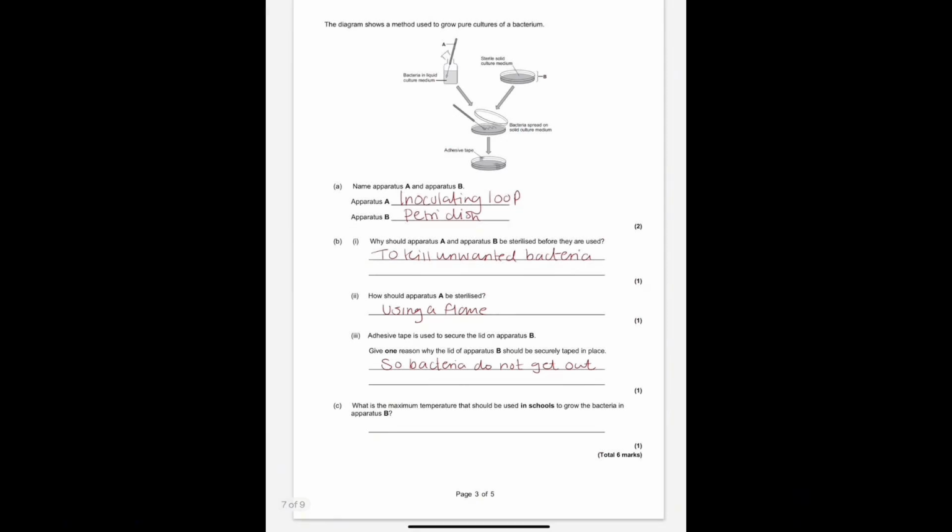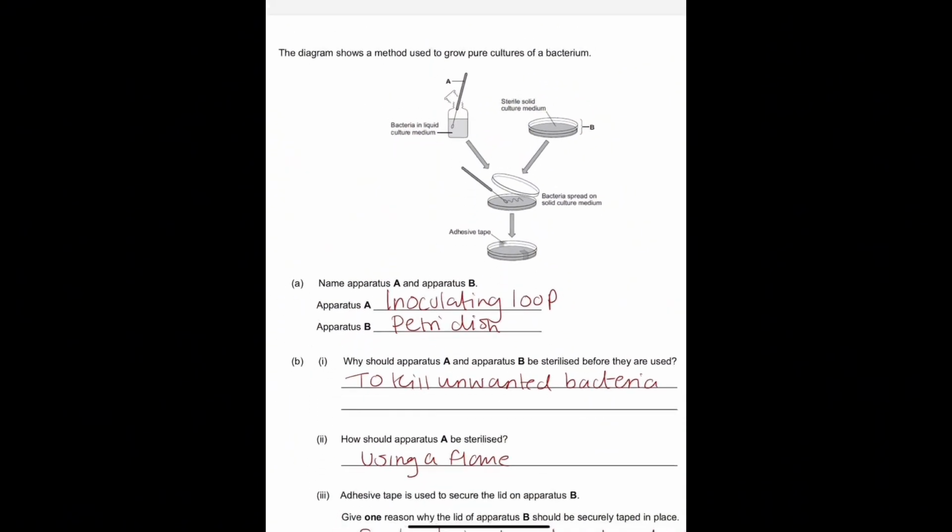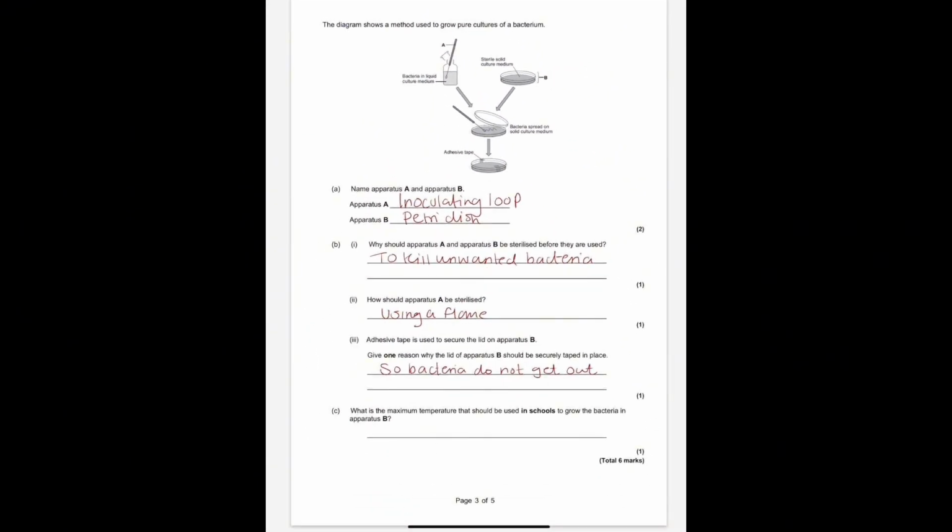Now, I've already got the answers written down, and it just saves time, to be honest, but I will go through the questions with you. The diagram shows a method used to grow pure cultures of a bacterium. Name apparatus A and B. A, again, is going to be the inoculating loop, and B is going to be the Petri dish, okay? And you are allowed to write down agar plate. That is accepted as well. If you write down Petri dish or agar plate, you will get the mark, okay?